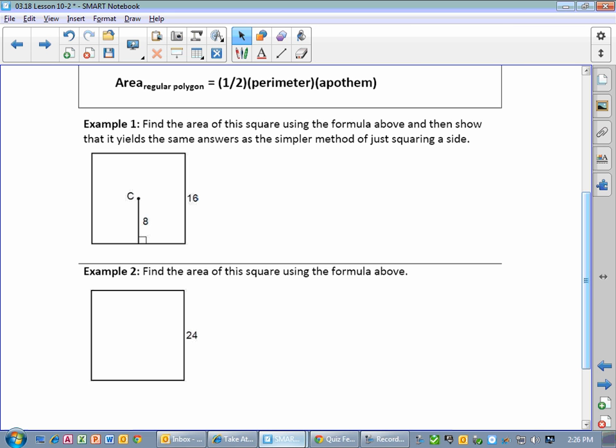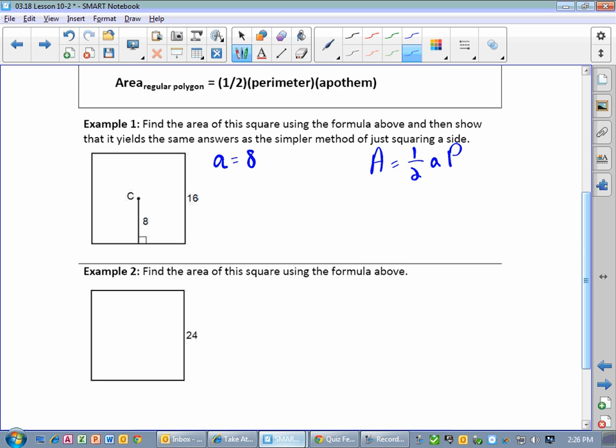So let's start by writing this formula, area equals 1/2 apothem times perimeter. Lowercase a is the apothem, capital P is perimeter. So we need to find both the apothem and the perimeter. In this figure, are we given either one? Okay, we're given the apothem is 8. And we can find the perimeter doing what? 16 times 4. Why not times 3? Because a square has 4 sides. Okay, so we've got 4 times 16, which gives us a perimeter of 64.